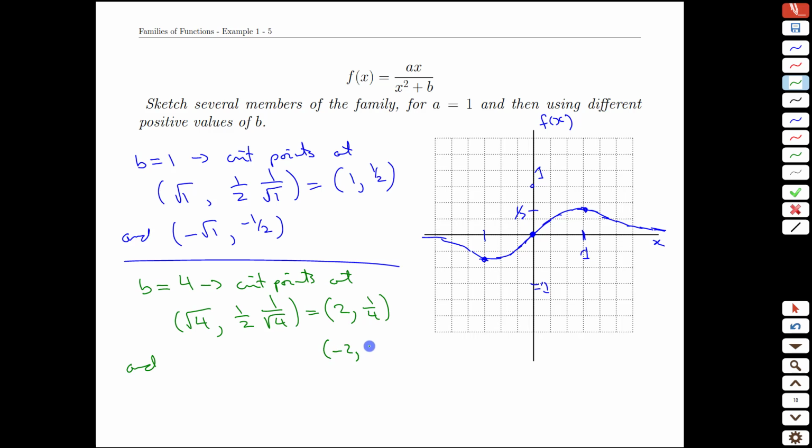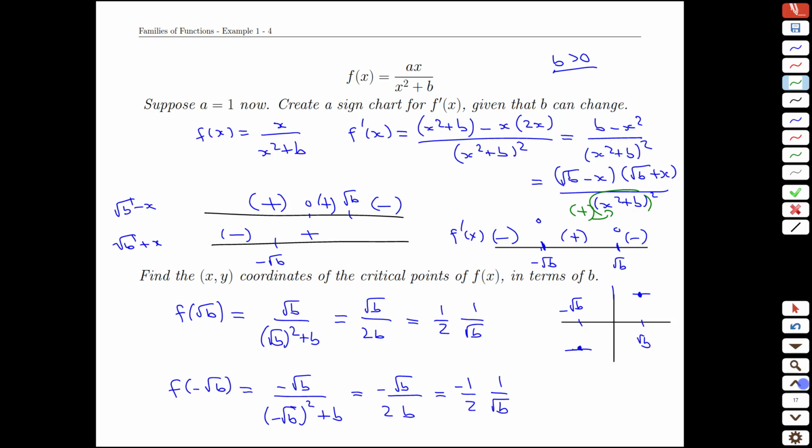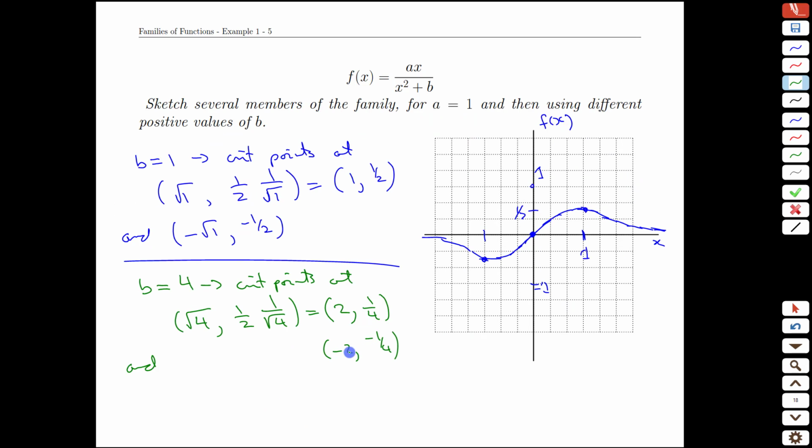And we saw the same relationship going back a page if you need to. The other critical point was at the same x but negative and the same y but negative. So we're going to have those points. And what does that do? Well, it means that for this graph, we're going to go out to 2. The height that we're interested in is going to be a quarter. Let's sketch it out here.